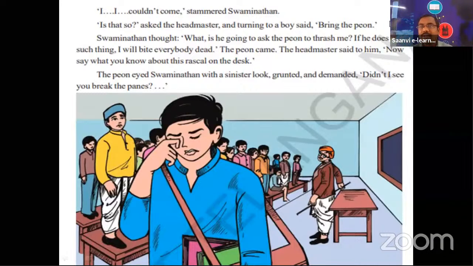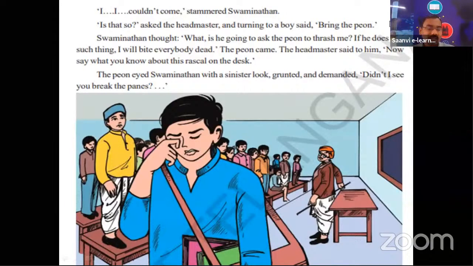The peon eyed. Eyed means observed or looked. The peon eyed Swaminathan with a sinister look, an evil look, or a horrific look. Grunted. Grunted means a sound produced through your throat. And demanded, "Didn't I see you break the panes?"